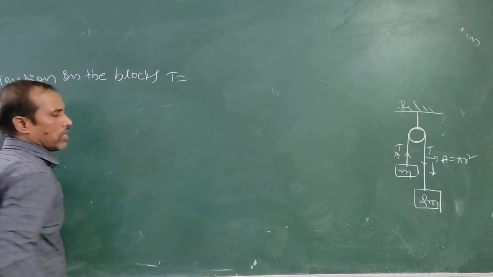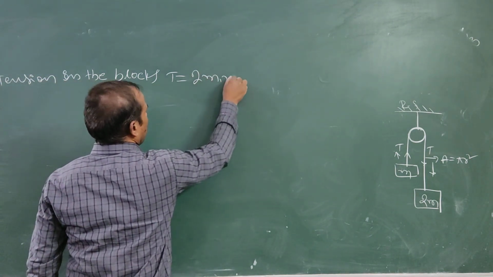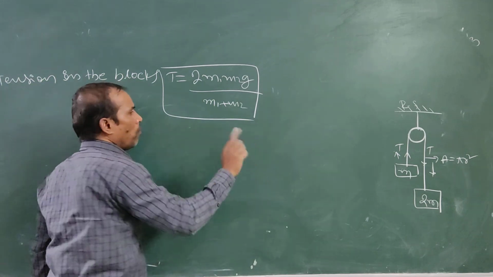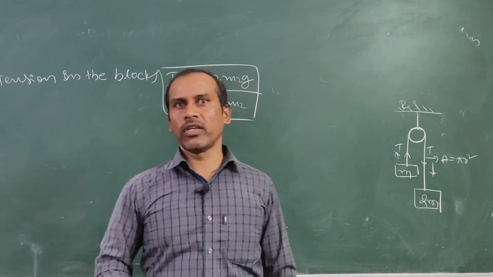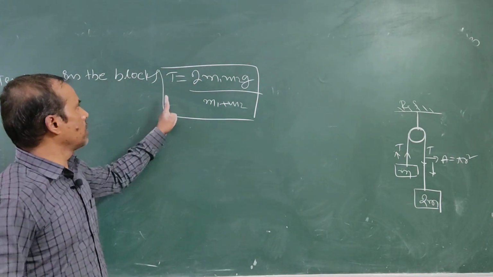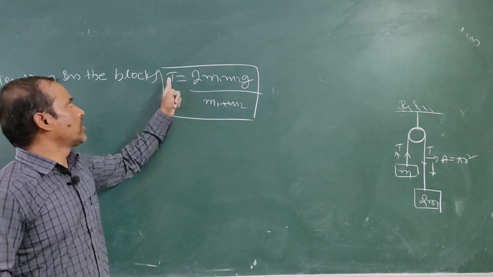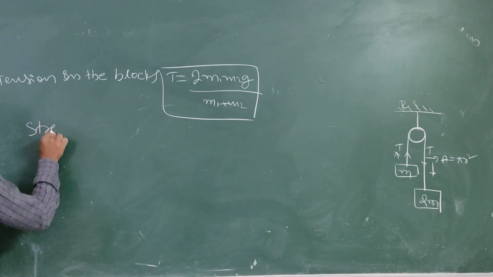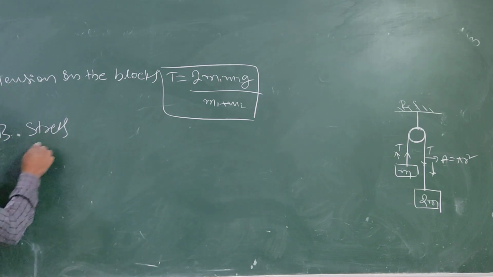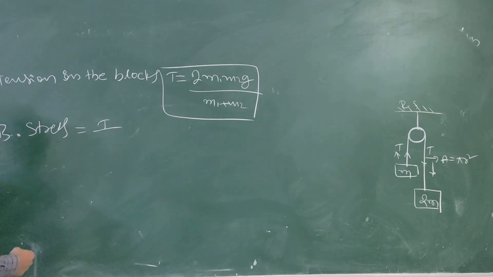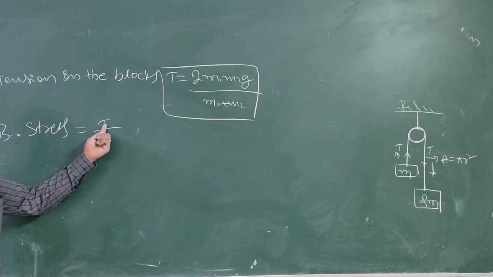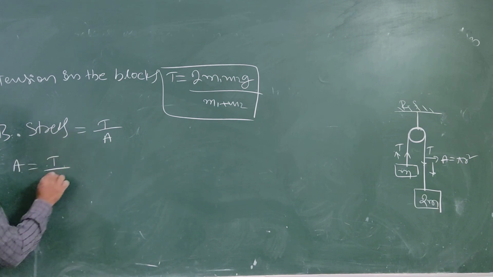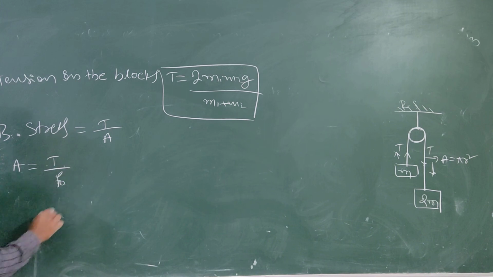Here T is equal to 2 m1 m2 g by m1 plus m2. This is the tension in the blocks, two blocks connected over a frictionless pulley. This tension is nothing but force. So the breaking stress is equal to the tensional force by area, T by A. So area is equal to tension by breaking stress.